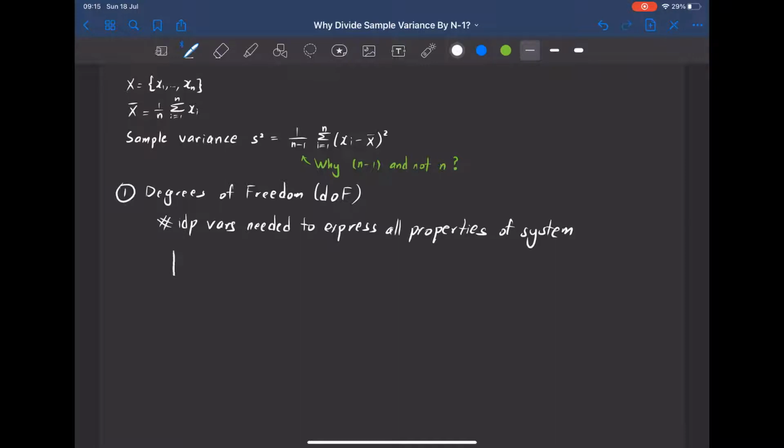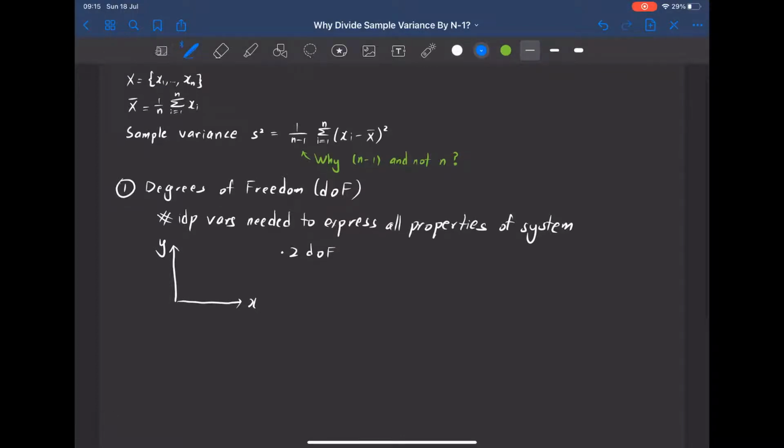For the purpose of this example, I'll talk about the simplest example, the X and Y space. If I have a system that can be described by the X and Y space, this means that it is 2 degrees of freedom. Why? Because it needs the X and the Y part to describe it in its 2 parts, so 2 degrees of freedom. But suppose now I draw a line, y equals mx plus c.